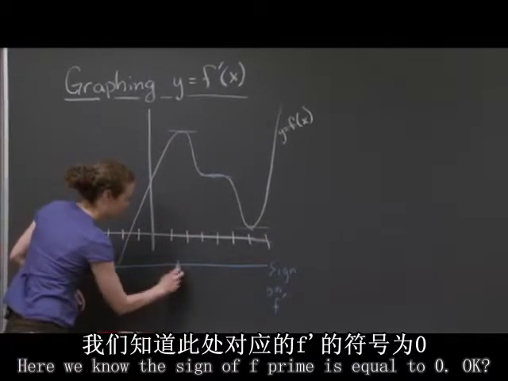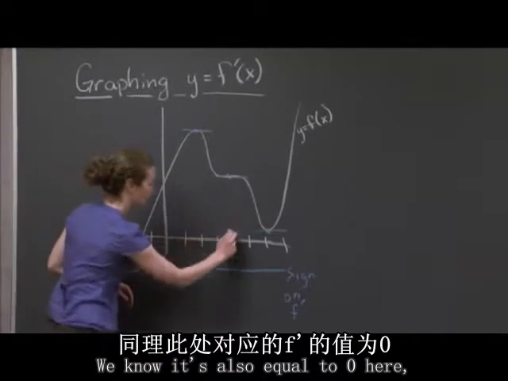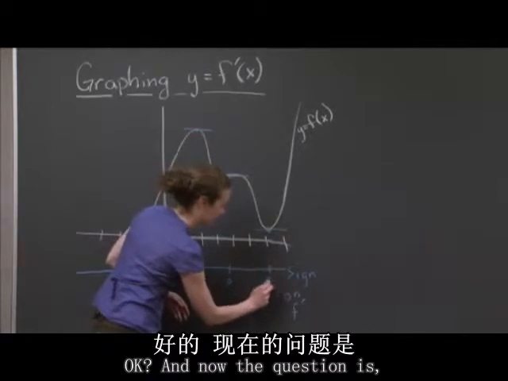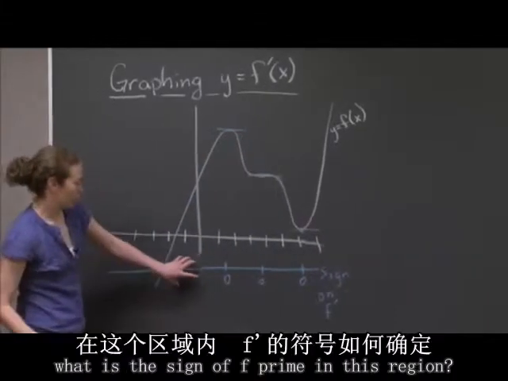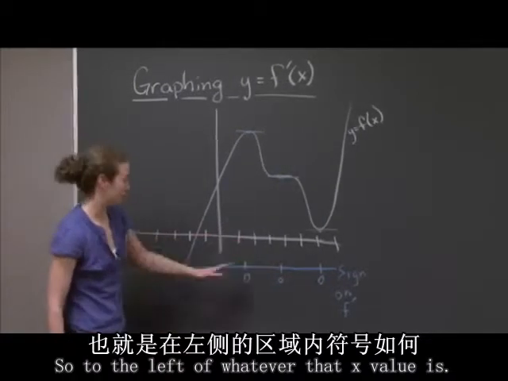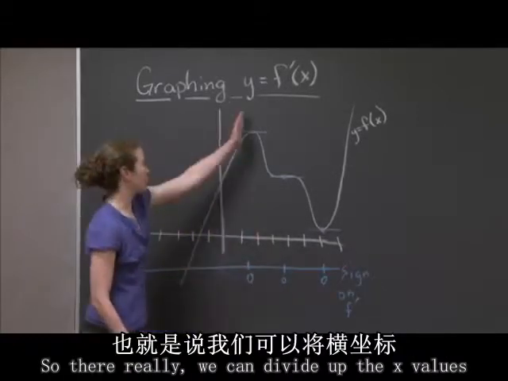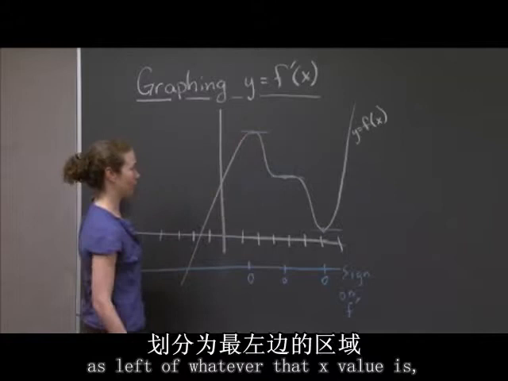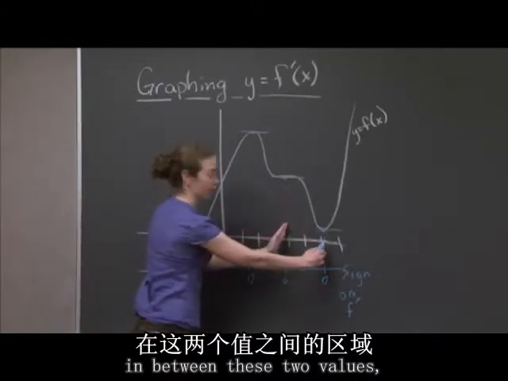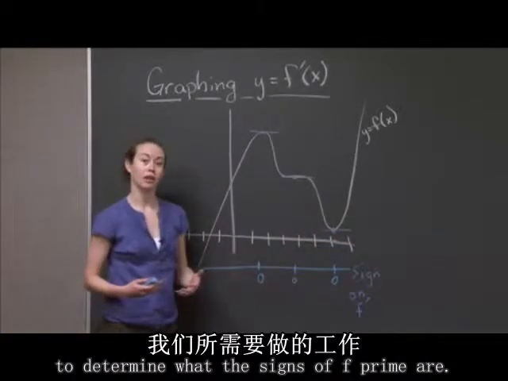Here we know the sign of f prime is equal to 0. We know it's equal to 0 there, and we know it's also equal to 0 here. And now the question is, what is the sign of f prime in this region, to the left of whatever that x value is, and then to the right? So we can divide up the x values as left of this x value, in between these two x values, in between these two x values, and to the right of this x value. That's really what we need to do to determine the signs of f prime.